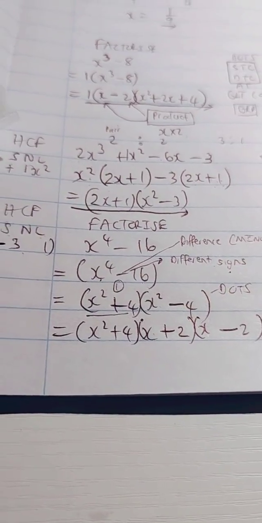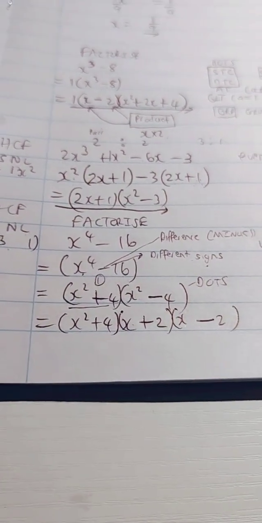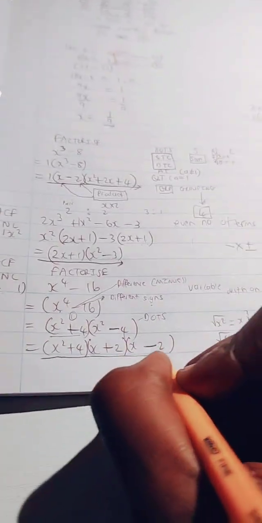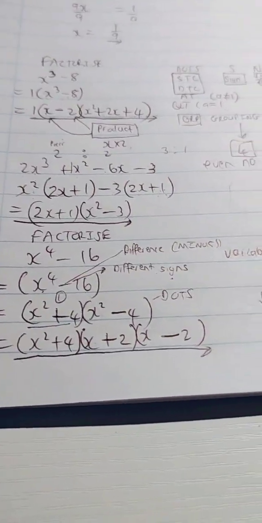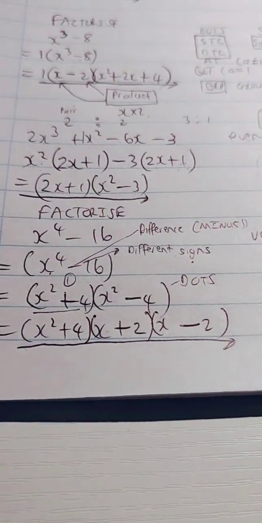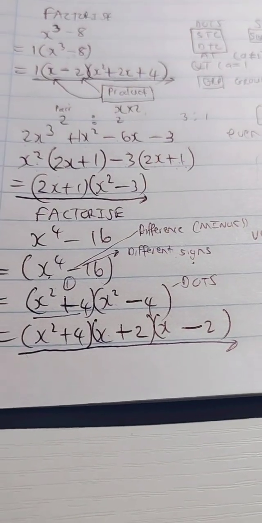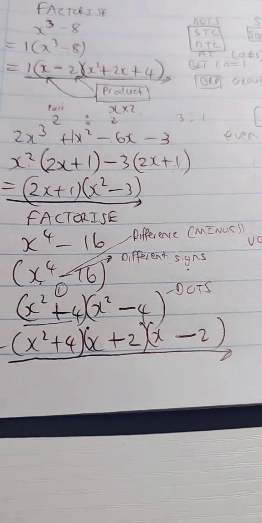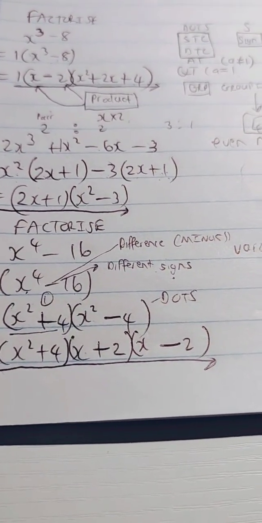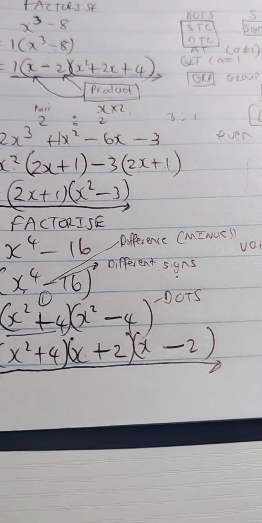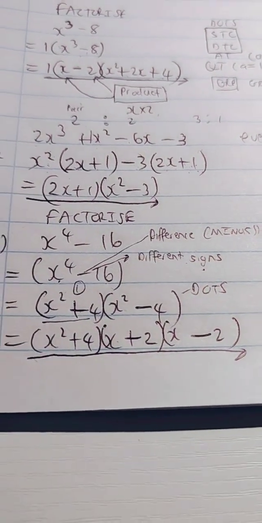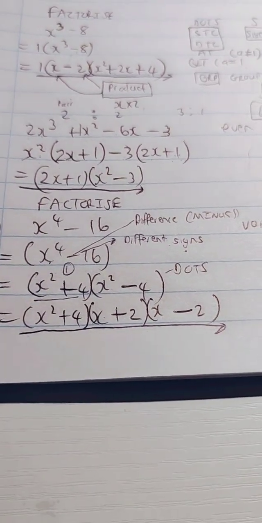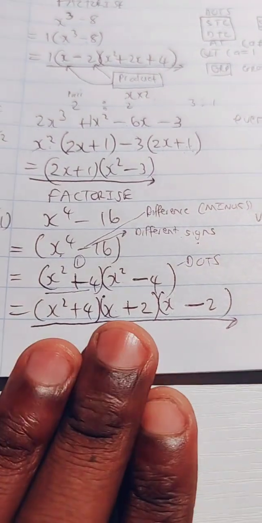Velandra says x plus 2. What is that? No, no, no, guys. We are done. Factorization is complete. Right? So for grade 10 students, guys, please, we end right there.